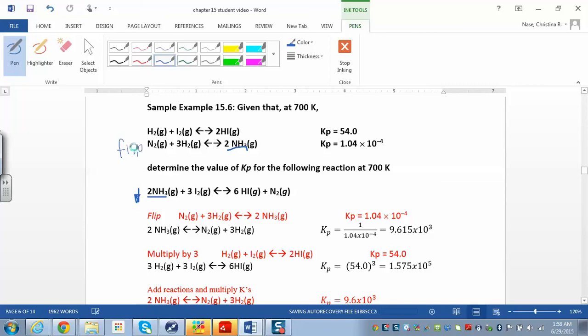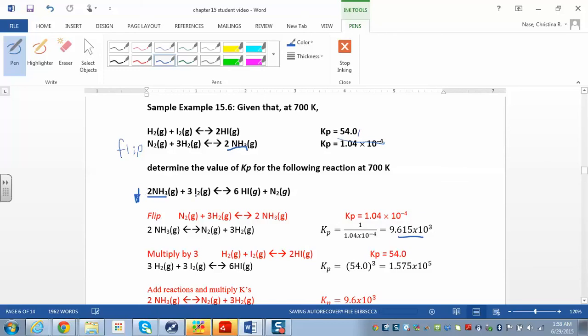When I reverse the reaction, I take 1 over that K. So 1 divided by that K. That's what I have over here, and I have that all worked out. That ends up being 9.615 times 10 to the 3. Now my first reactant is in the right form.